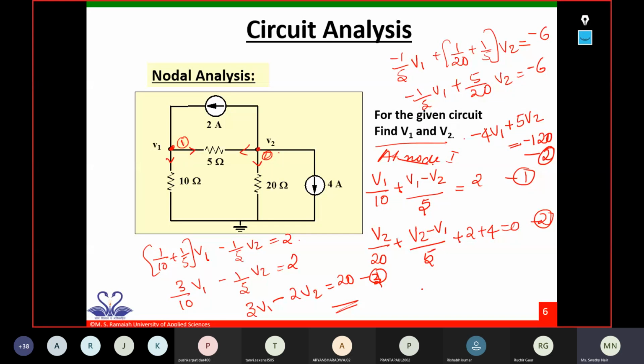So you got two equations. Solve them. The equations are 3V1 minus 2V2 equals 20, and 4V1 minus 5V2 equals 120. Equation number 1, equation number 2. Solve it. What is V1? What is V2?